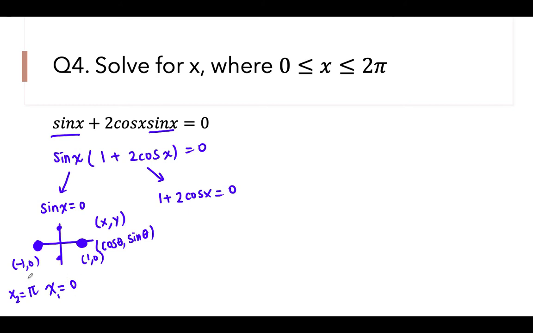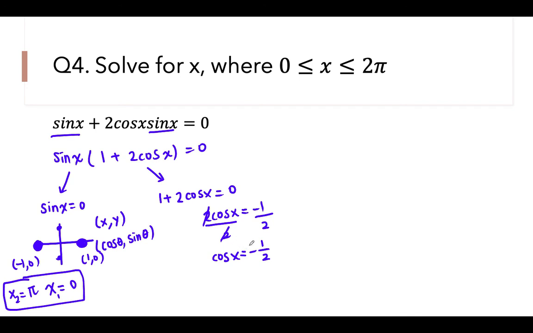Okay, so we have two answers for this one. Now, what about this one? So let's isolate x. I'm going to move 1 to the other side, so it's going to be 2 cos x is equal to negative 1. Let's divide both sides by 2. So it cancels out, and then cosine x is equal to negative 1 over 2.